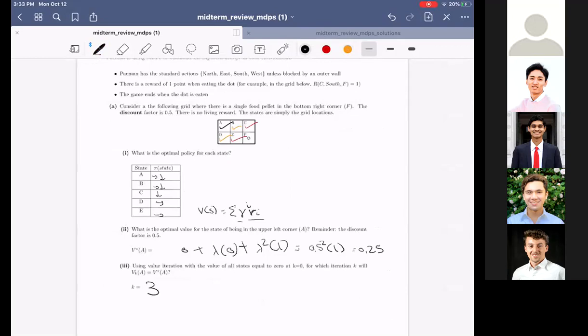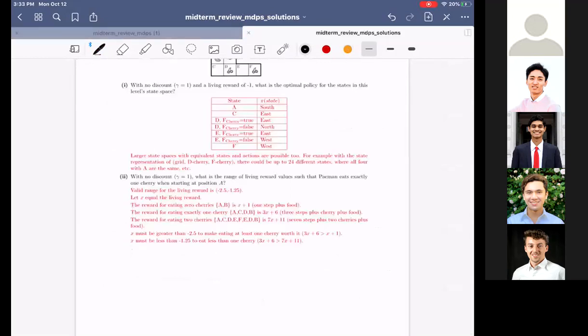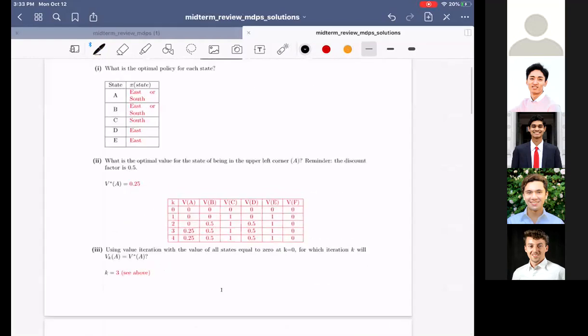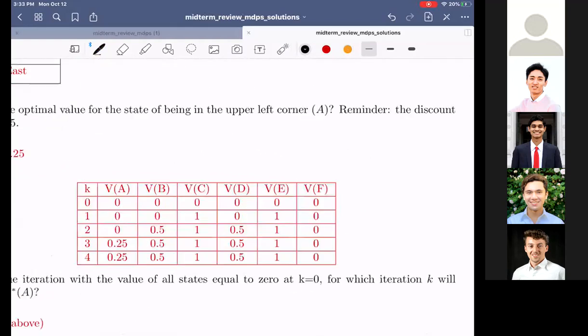And you can see that in another way. We can take a look at the solutions where we have this value iteration table. You'll notice all the values get initialized at 0, and then C and E now have their optimal value. Then B, C, D, and E have their optimal values, and then everything has its optimal value in iteration 3.